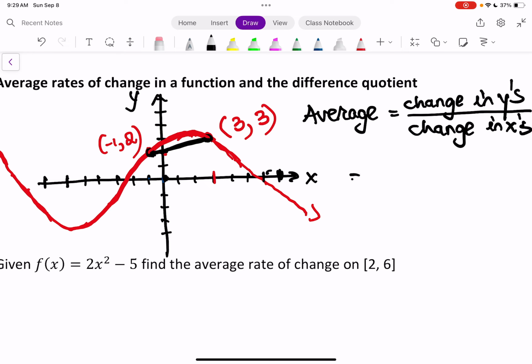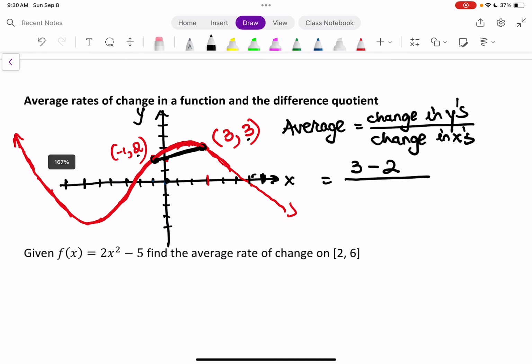So here we read those two coordinates. And then by how much did the y's change? Well, the y's changed from 2 to 3, and that's a change of 1. So you simply have to subtract the y coordinates. And then by how much did the x's change? Well, the x's changed from -1 to 3, so 3 minus -1. So that's a change of 1 in y's, and 3 minus -1, be careful, that's a 4.